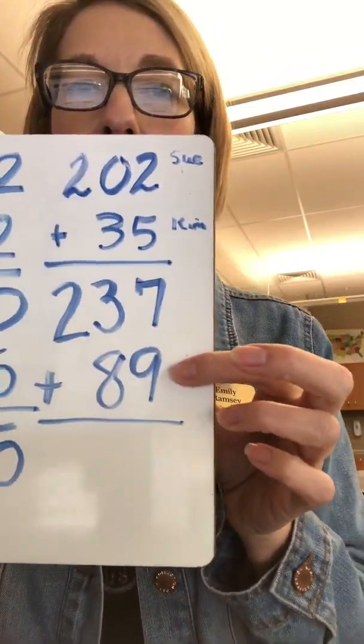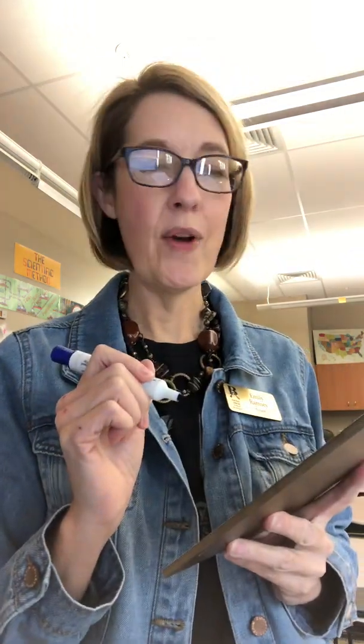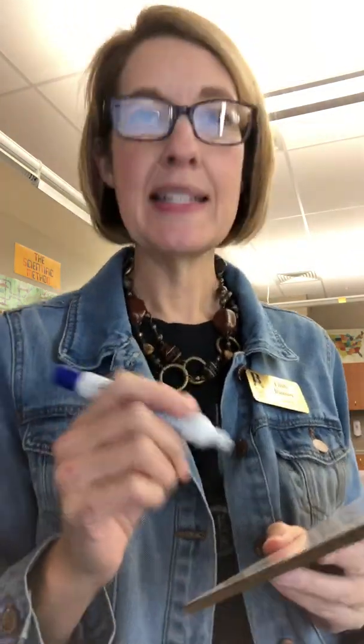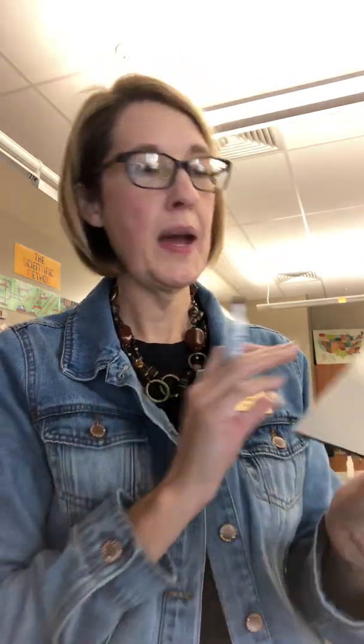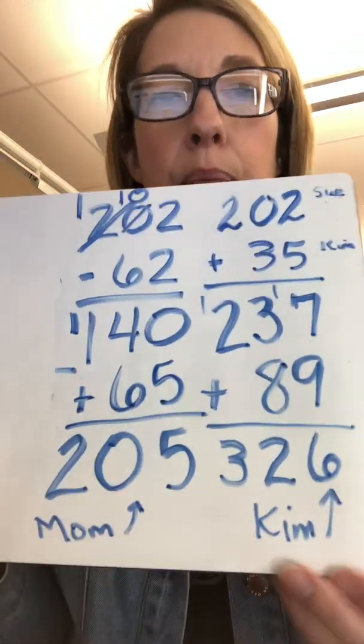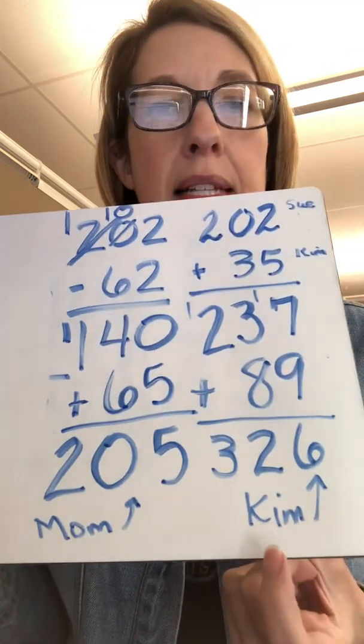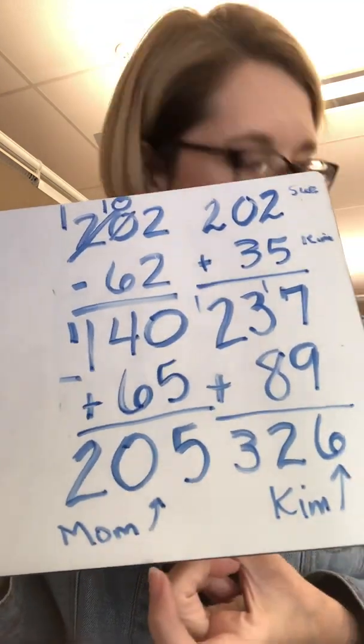237 plus 89, because that's how many Kim had at first. So 7 and 9 together, when you add them up, is 16. Regroup that 1. 8 plus 1 is 9, plus 3 is 12. And 1 plus 2 is 3. Okay. So Kim has 326. Mom has 205.